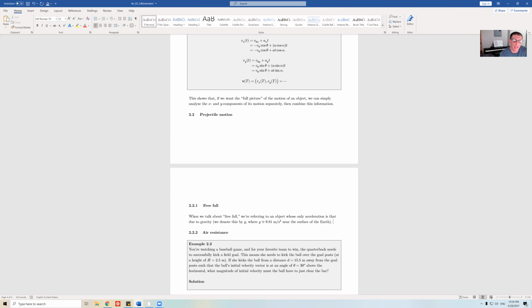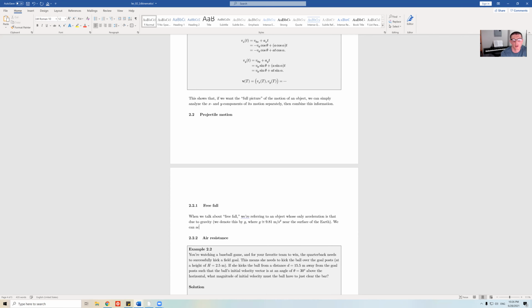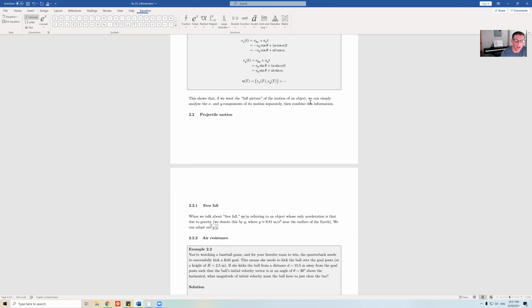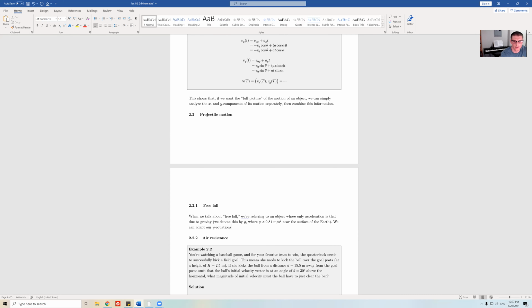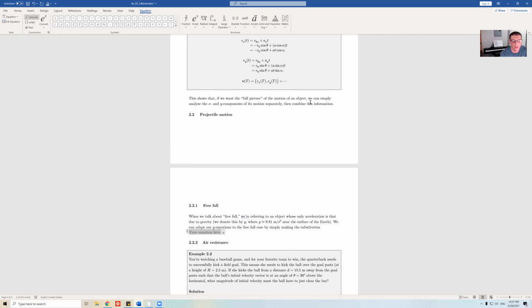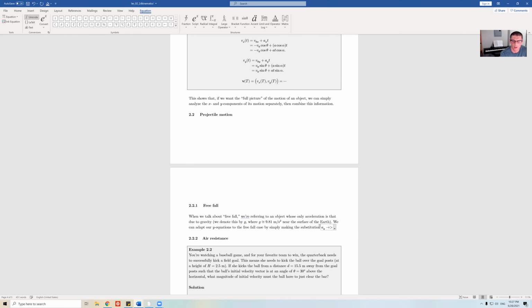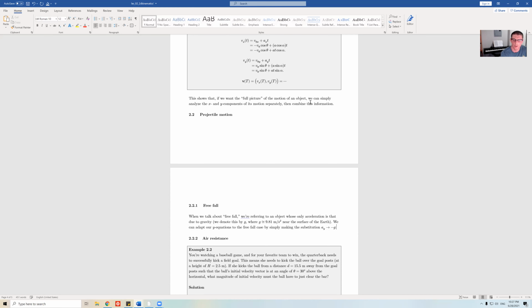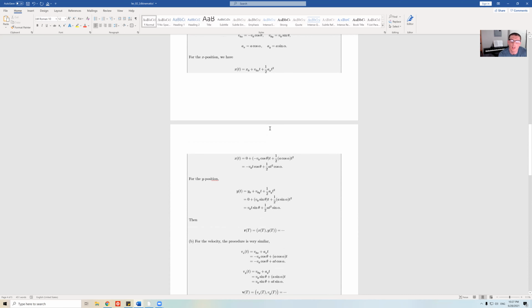And so we can adapt our y equations to the free fall case by simply making the substitution that a sub y goes to negative g. So I'm going to copy the y equations of motion now and just substitute this in, right? So let me grab those.